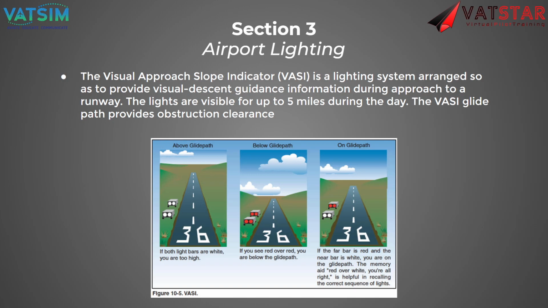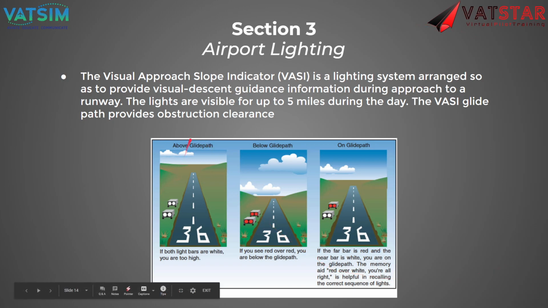All right. So let's talk about approach lights. Now, the visual approach slope indicator, or VASI, is a lighting system arranged to provide you vertical guidance. And that will give you a 3-degree glide slope when you're perfectly on the VASI. These lights are visible for 5 miles during the day, and it will provide you obstruction clearance for every airport that you go to, if it has one equipped.